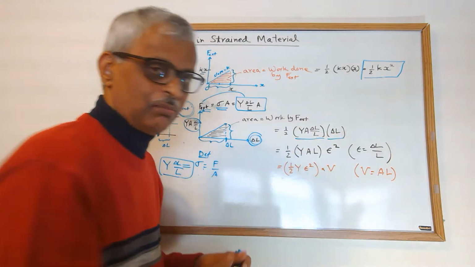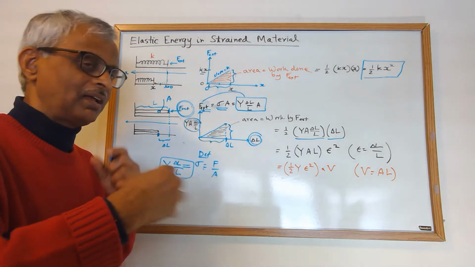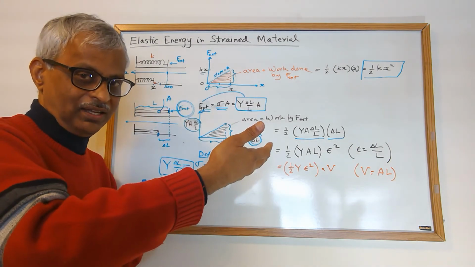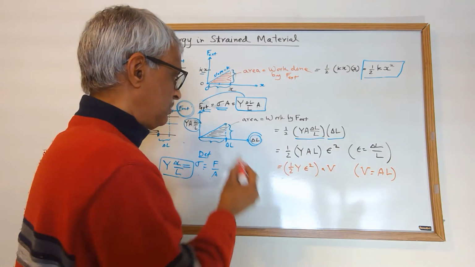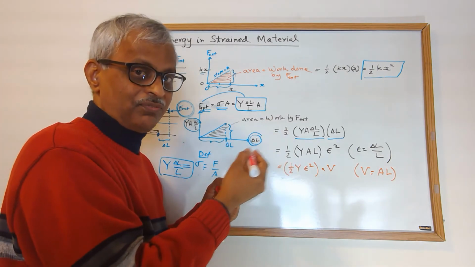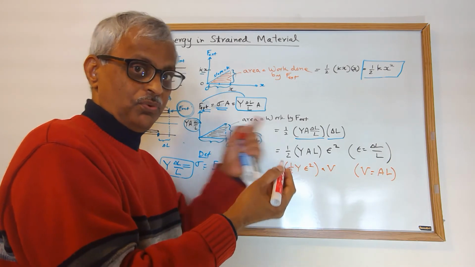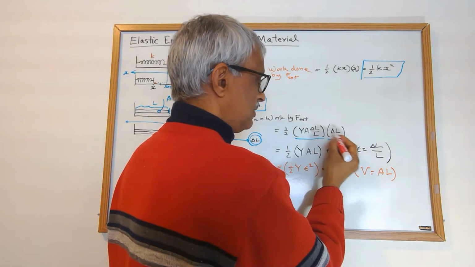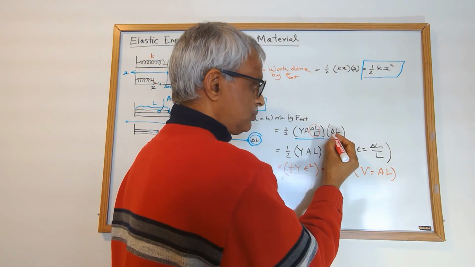I don't want to keep delta L because in a material, it's not the change in length that's the right property. The right property is strain, the fractional change in length. So I need to somehow convert these. There's a delta L over there because of the way this diagram worked, right? Work requires F dx, or force times displacement. So this is the displacement. This one is okay, this is in the right strain, and this one needs to be converted to strain.